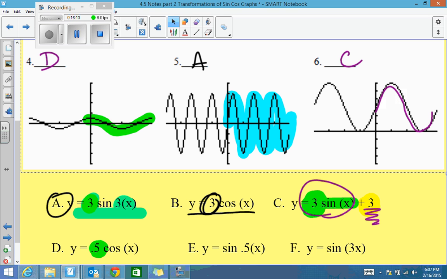So that's an example of the types of matching and identification that we like to practice in today's lesson. You won't have to actually sketch the graphs according to an equation, but you will need to know what the different values in the equation mean in order to match them to a specific graph.